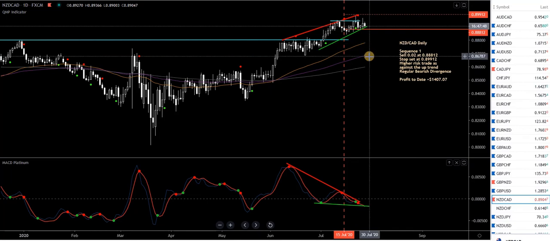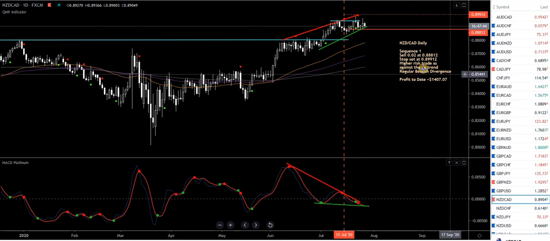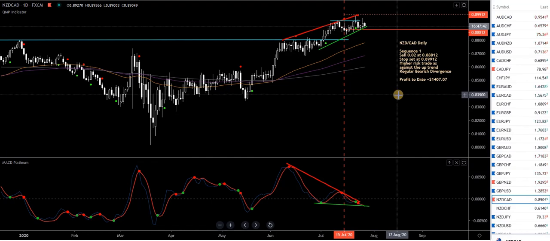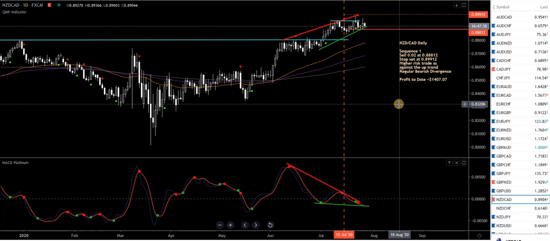And it's working out all right at the moment. I still think this will come down. And I've made a few pips on this pair. So it's a pair I don't mind trading, even though it doesn't really look like it does much. Sometimes it can give you good results.